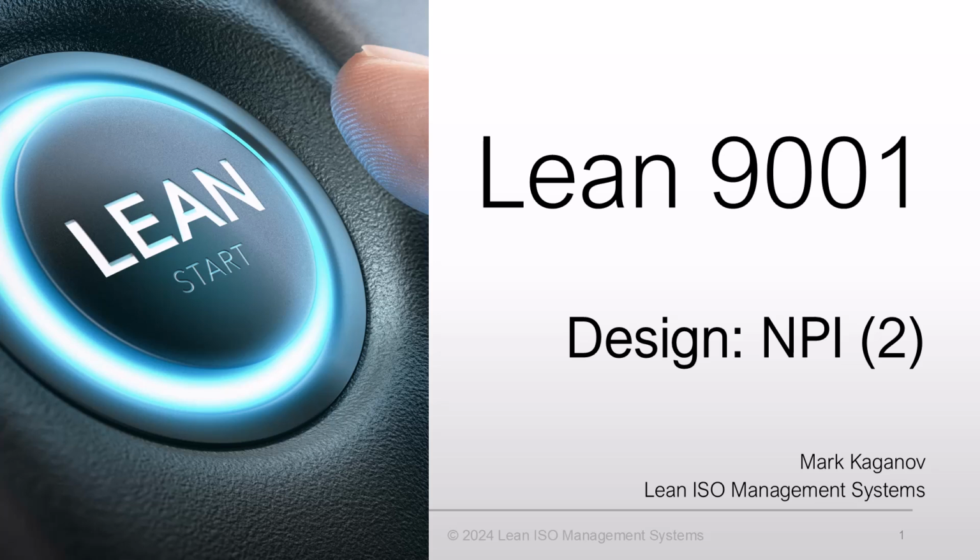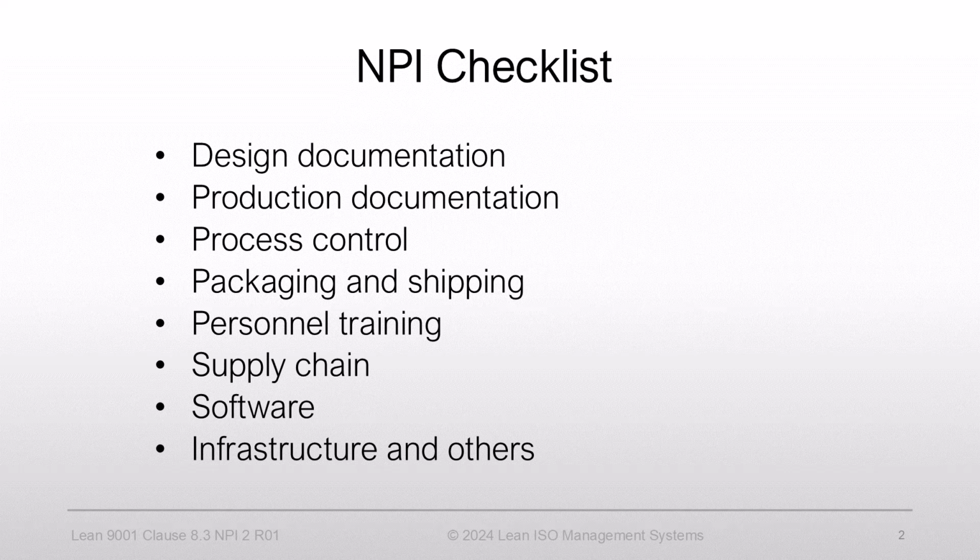Welcome everyone. In the previous video, we started discussing the new product introduction, or NPI, stage in a typical design process, as the 9001 standard provided only a hazy reference to it. To take a design from the development stage to the user, one should address numerous phases: design and production documentation, process control, packaging and shipping, personnel training, supply chain, software, infrastructure, and others.